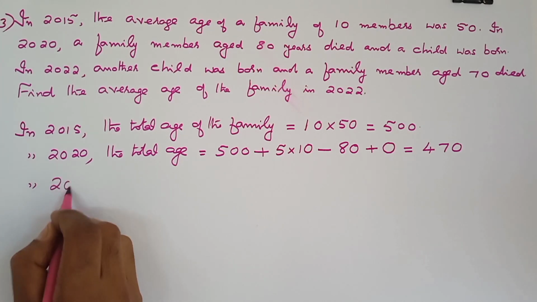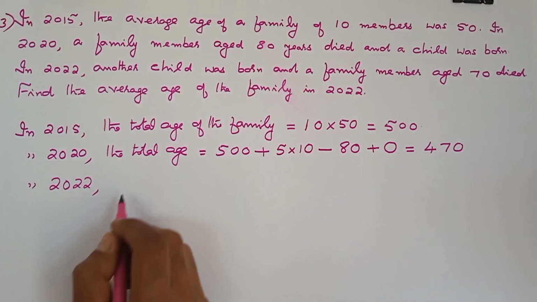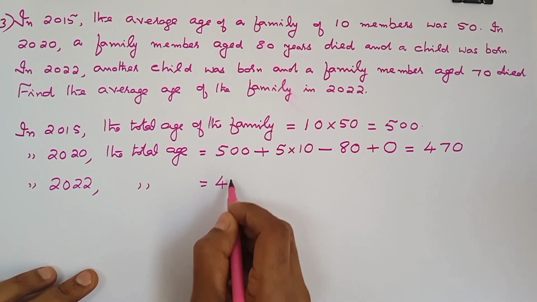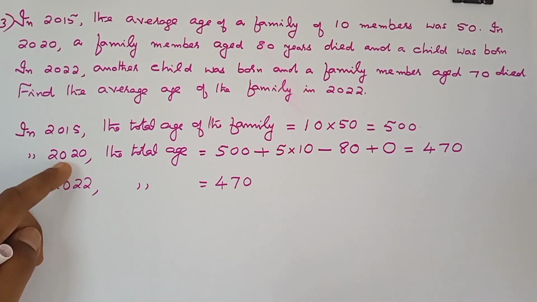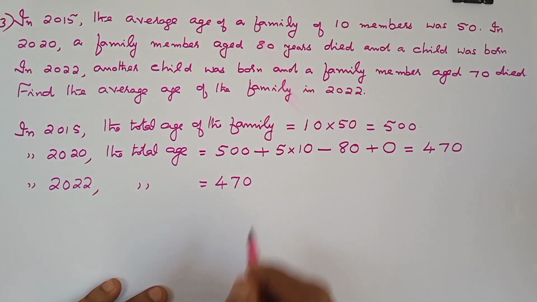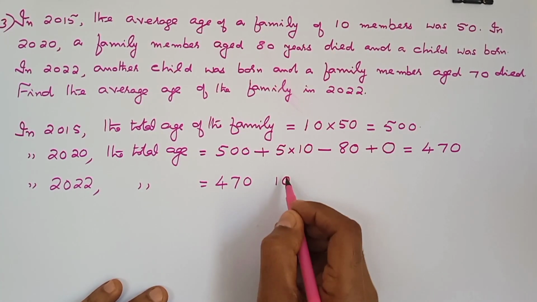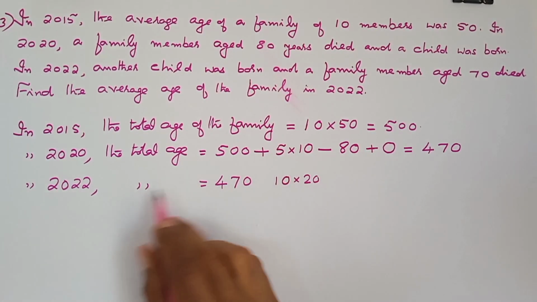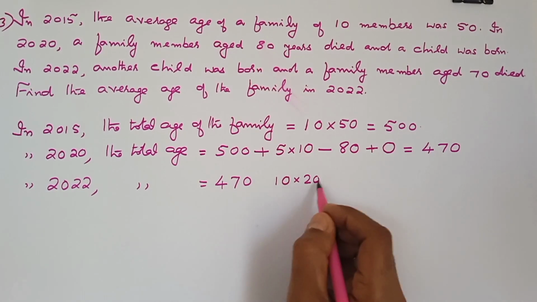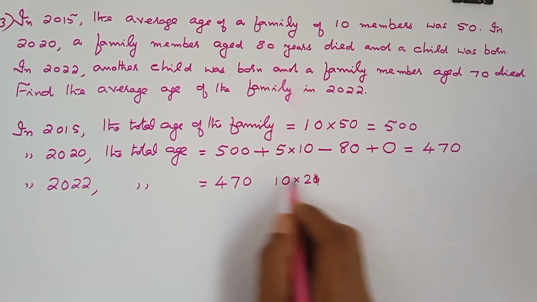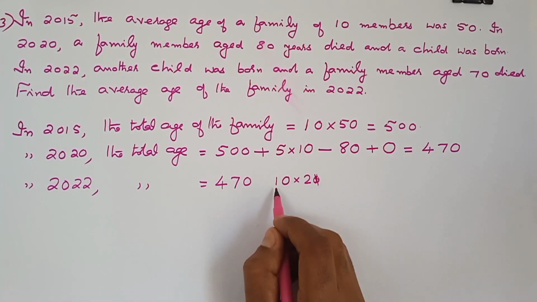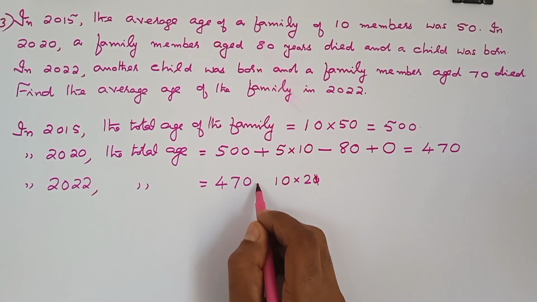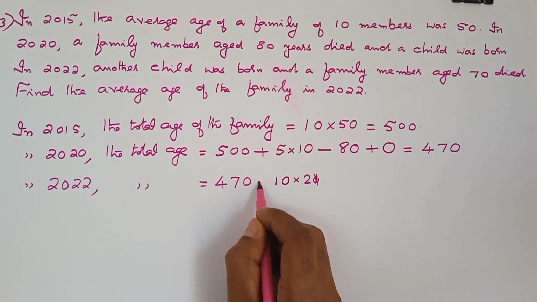They are looking at the position in 2022. Let's find out the total age of the family again in 2022. So you begin with this 470, which was the total age for 2020. Now there is a gap of 2 years and there are 10 people. So each of them is getting older by 2. So the total age in 2022 will get increased by 10 into 2, which is 20.